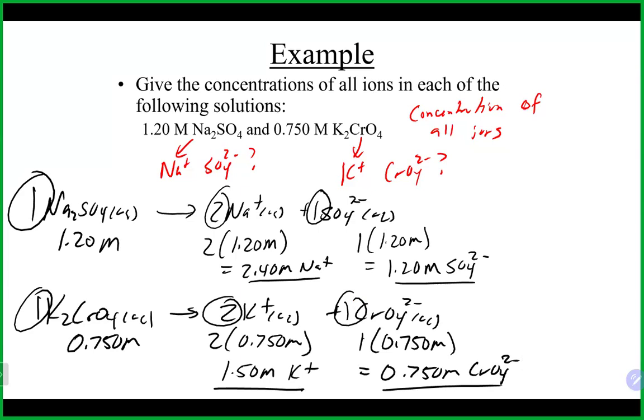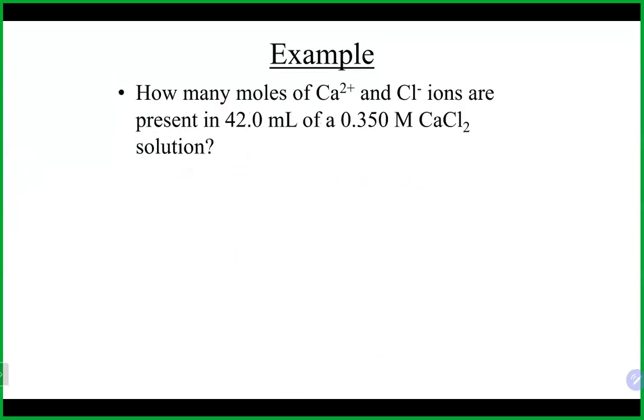All right, let's take a look then at an example where we might have to do this. So let's take a look at this one here, which is: how many moles of calcium ions and chloride ions are present in 42 milliliters of a 0.35 molar calcium chloride solution? So take a few moments. We're looking for the moles of each of those ions that would be in this solution, basically floating around.